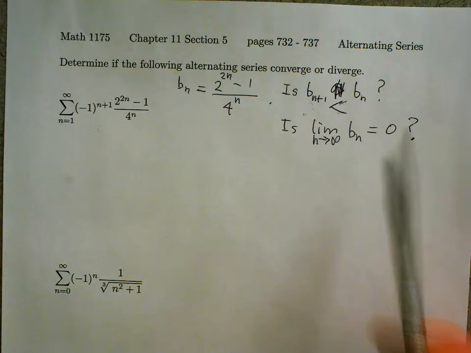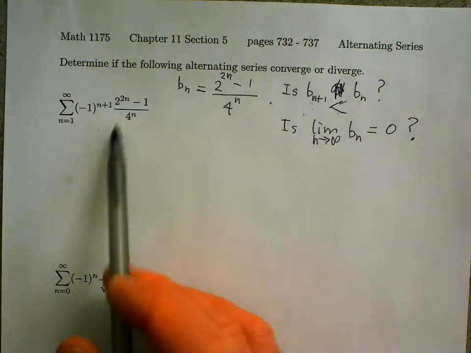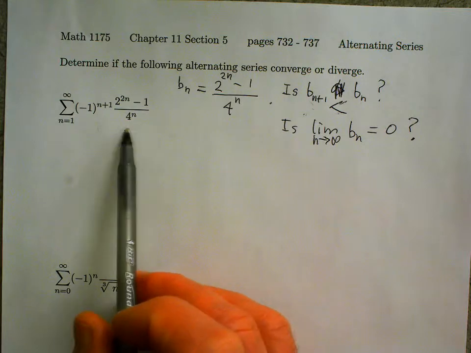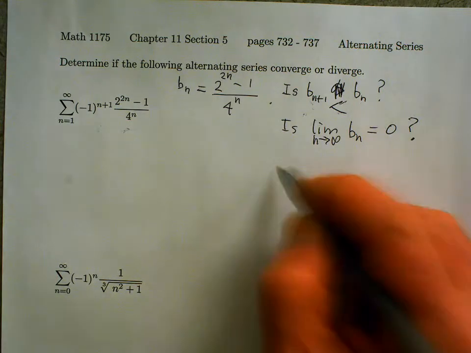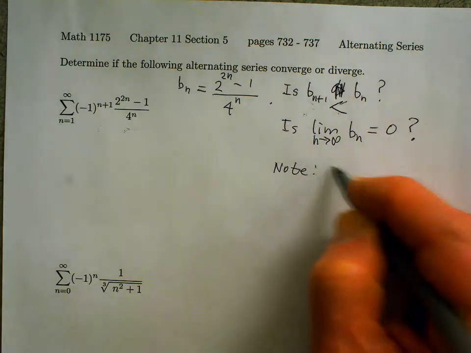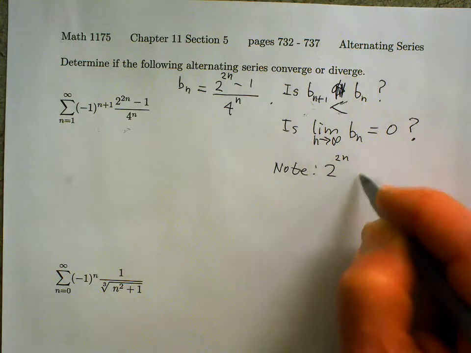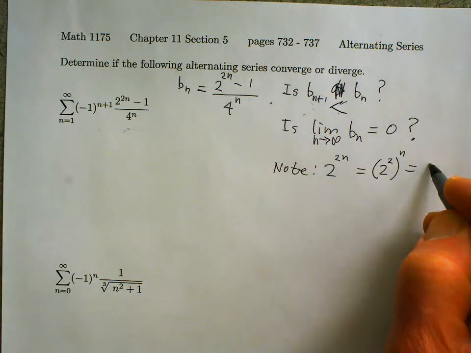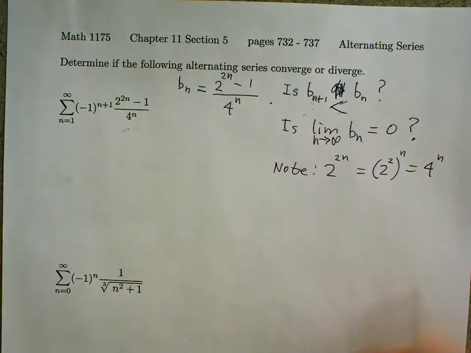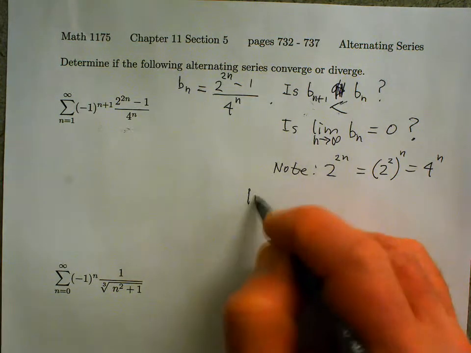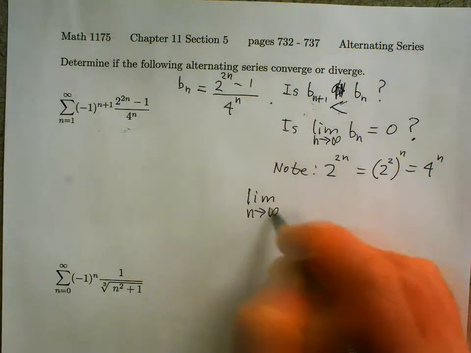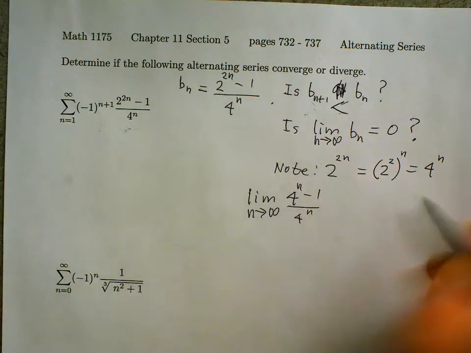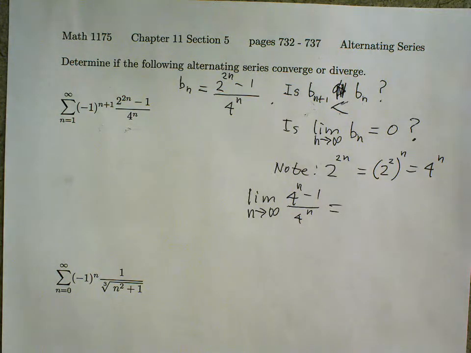Any ideas? Notice that this expression, 2 to the 2n minus 1 over 4 to the n. So note 2 to the 2n is equal to 2 to the second to the n, which is 4 to the n. So we can just look at the limit as n approaches infinity of 4 to the n minus 1 over 4 to the n. So what does that limit equal?